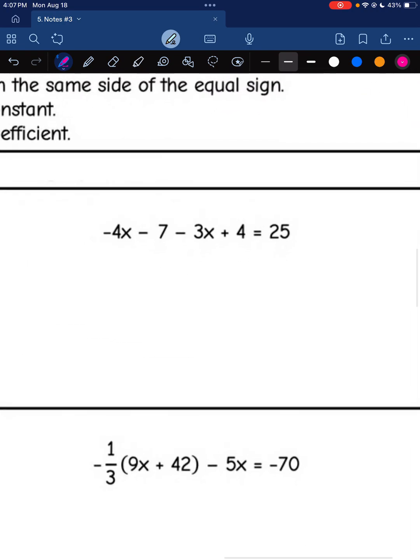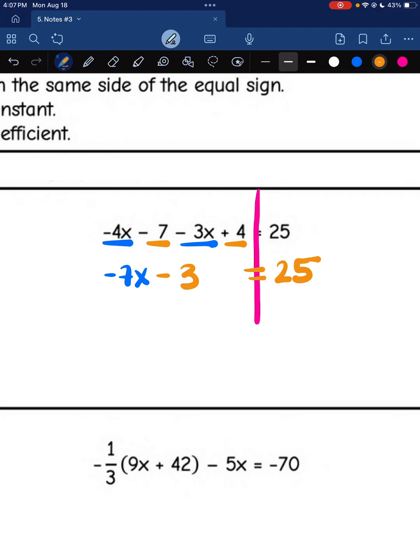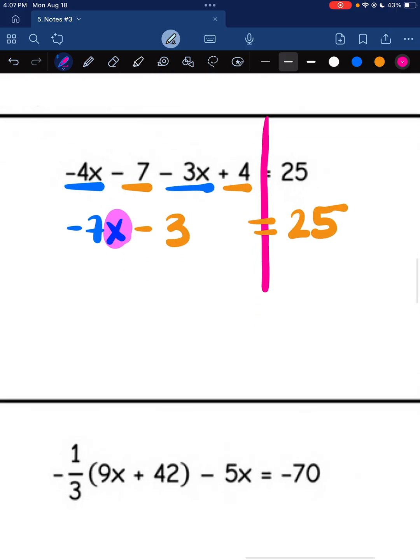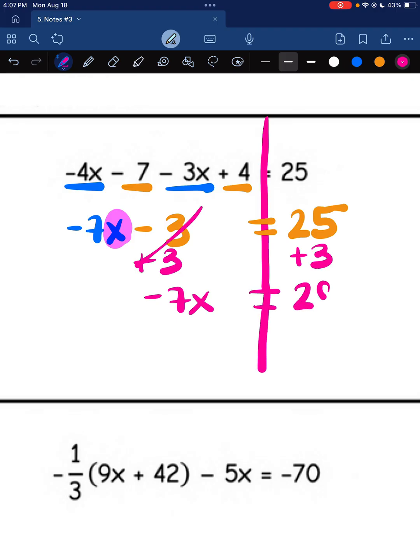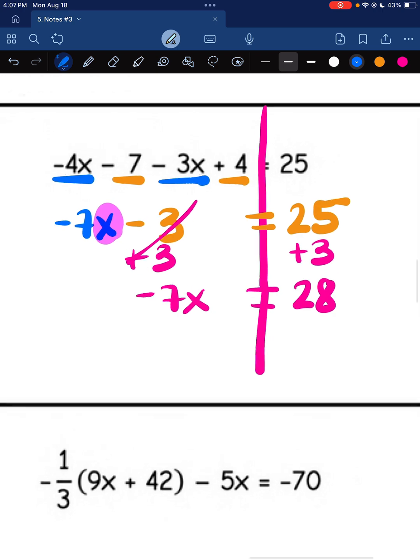Okay, number 2. Step 1 is to distribute, which we cannot. Step 2 is to combine like terms, so I can do these two. Negative 4 minus 3 is negative 7x. And then I can also combine these two. Negative 7 plus 4 is negative 3. Okay, step 3, that's where we start getting x by itself. Add or subtract if you can. So we're going to do plus 3. And then step 4 is multiply or divide.